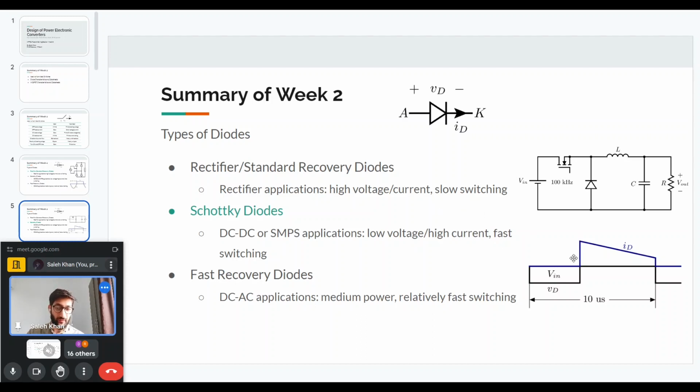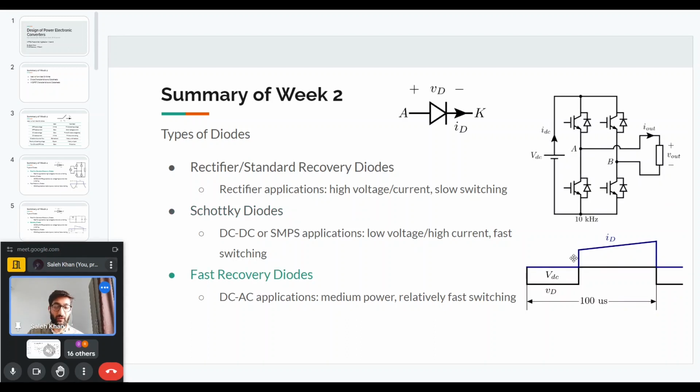but the voltage rating is limited. And lastly, we have fast recovery diodes, and these are sort of intermediate between the rectifier diodes and the Schottky diodes. These are used in applications where the switching speed is not too slow, but not too high as well.